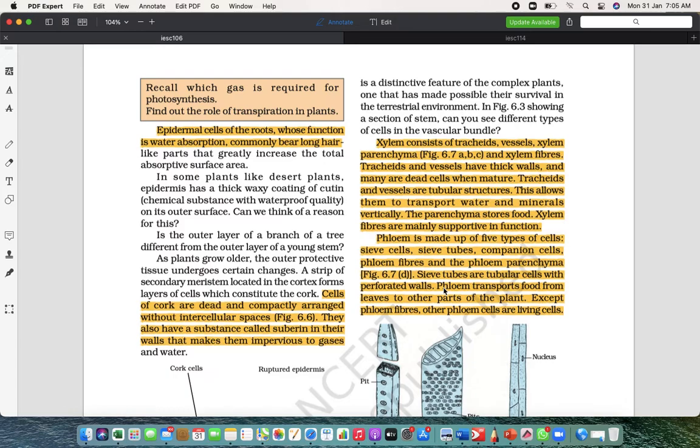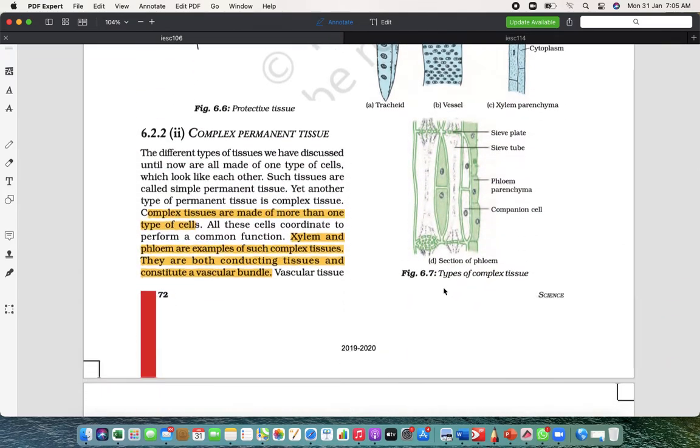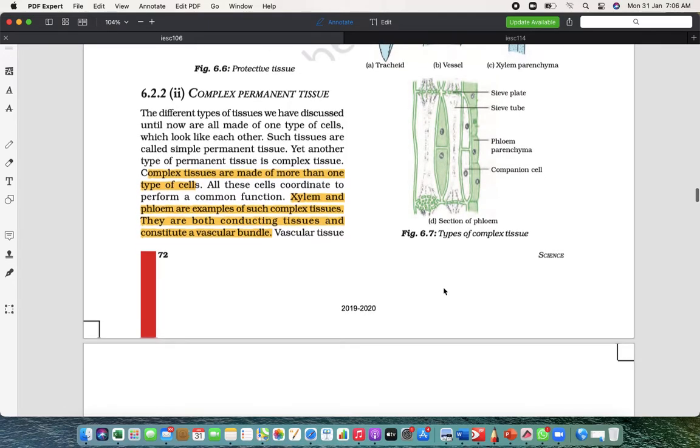And what does phloem do? It transports food. With the help of photosynthesis, the leaves make food, and that food reaches the bottom and the top also, basically. So that's why they say food from leaves to all parts of the plant. Okay, now we are going to talk about complex permanent tissue. There is more than one type of xylem and phloem, as we already discussed.